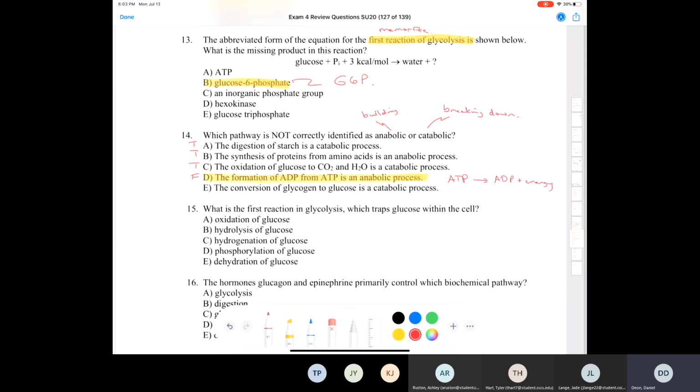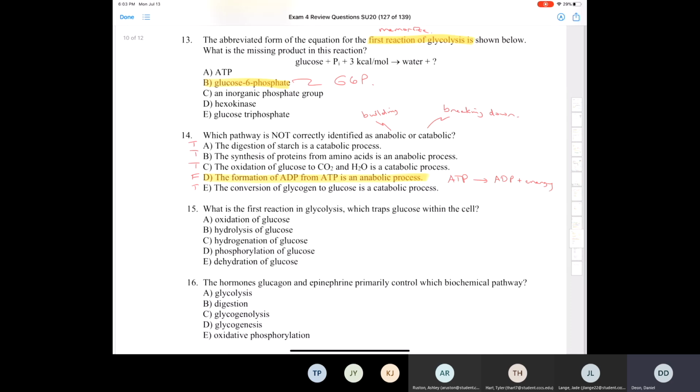It says the conversion of glycogen to glucose is catabolism, or is a catabolic process. That's absolutely true, right? Glycogen is actually glucose stored in our body. It's one of the ways that we store glucose in our body. And so we're going to say T, that is true.